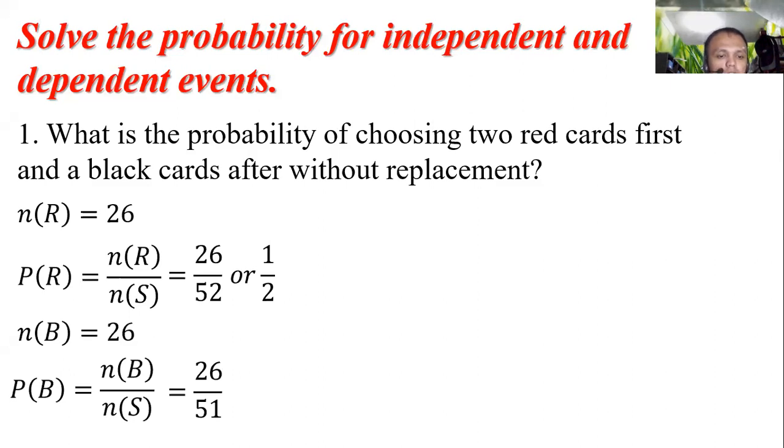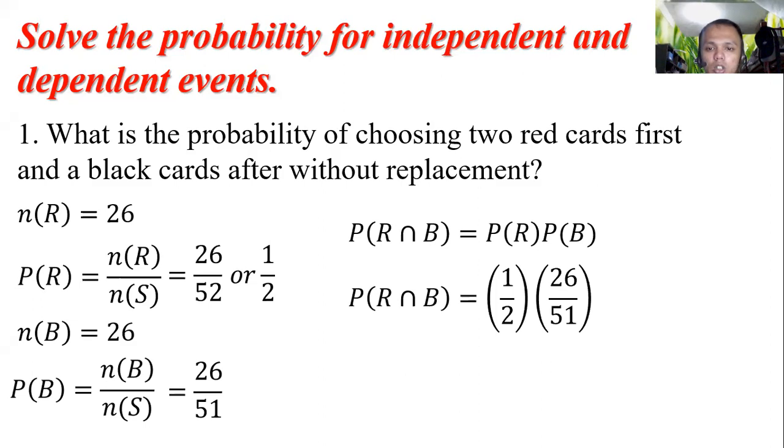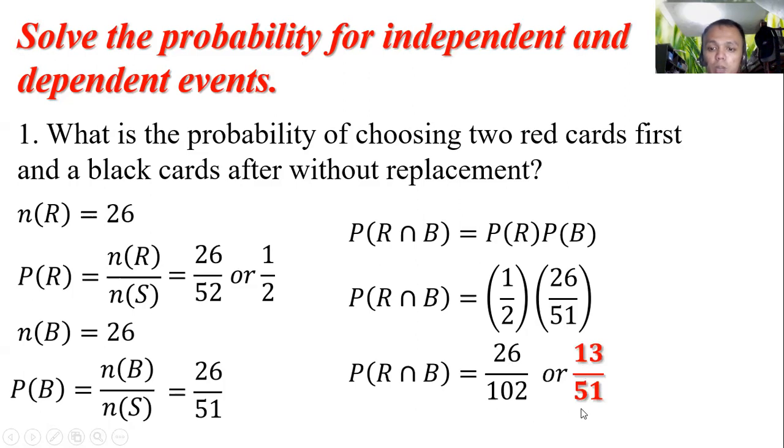Okay, is 26, then yung sample space natin is 51. Again, nabawasan kasi nga without replacement. Okay? And then here, get the intersection of these two events. So probability of the intersection of R and B is equal to the probability of red times probability of black. So yung probability of R natin dito, yung red is 1/2, then sa black is 26 over by 51. Multiply natin, no? We have 1 times 26, 26, 2 times 51 is 102. So we have 26 over by 102, or in lowest term, we have 13 over by 51. Okay.